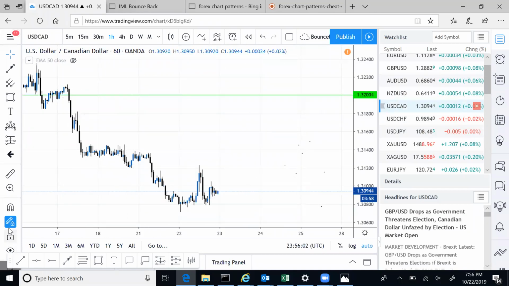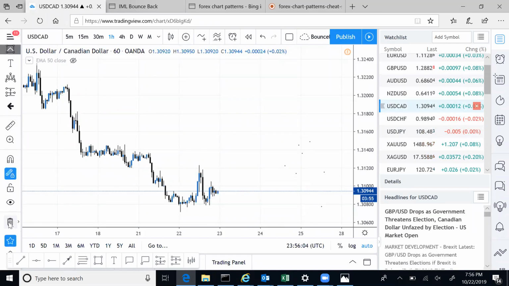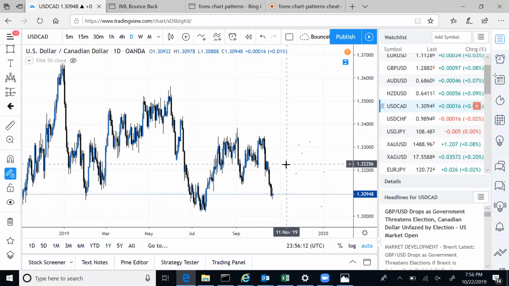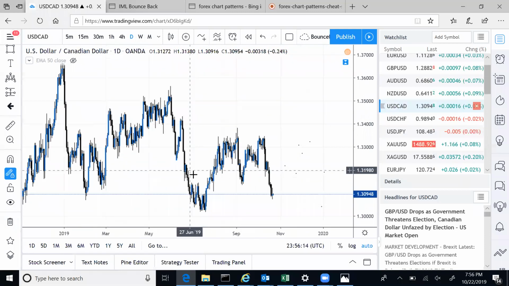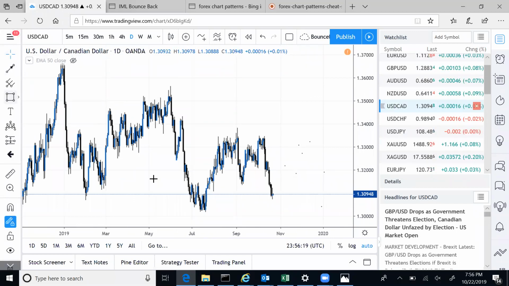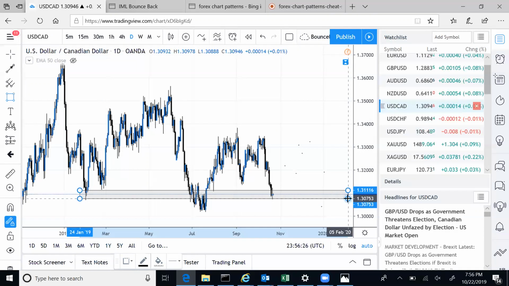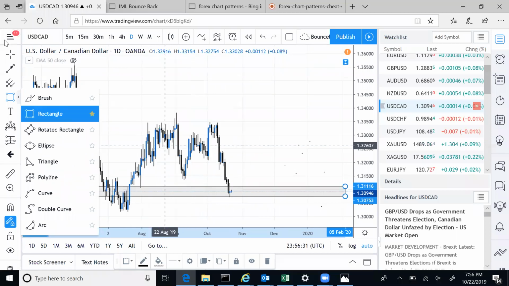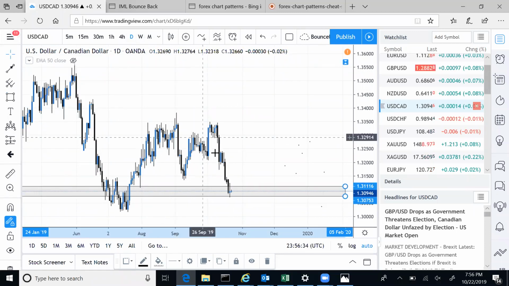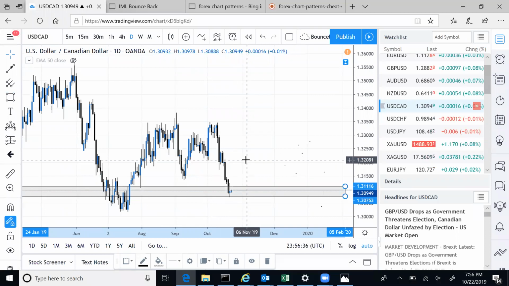USD CAD. I'm going to come on the daily time frame and look and see where this trade is currently. So what am I seeing? I can see that we're currently at a daily support, right? So we see the M pattern. You can see that it's due a pullback.